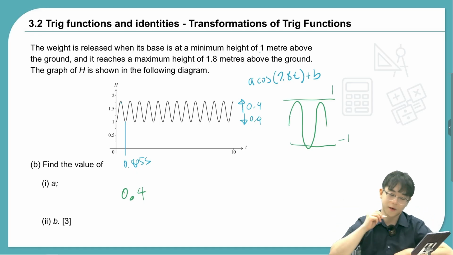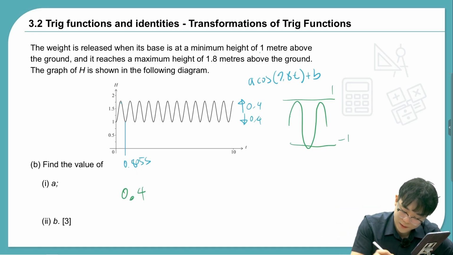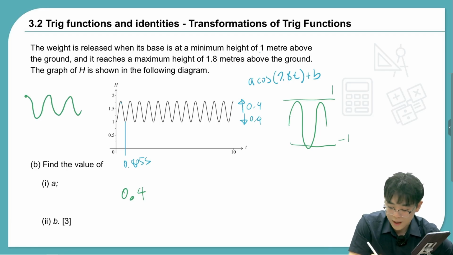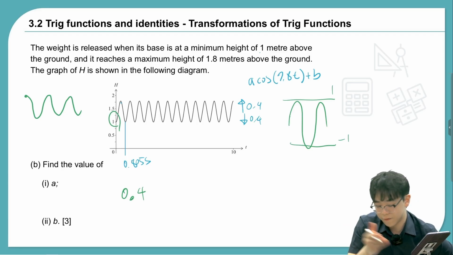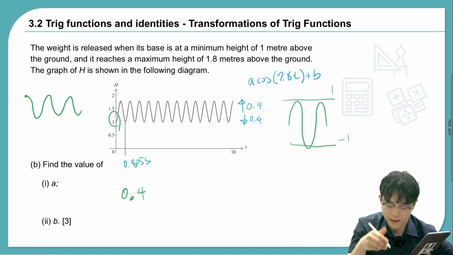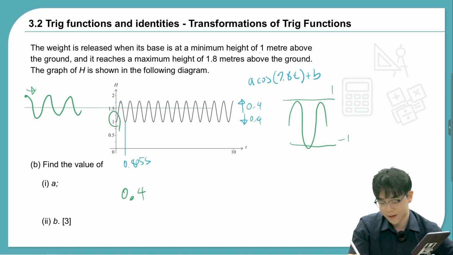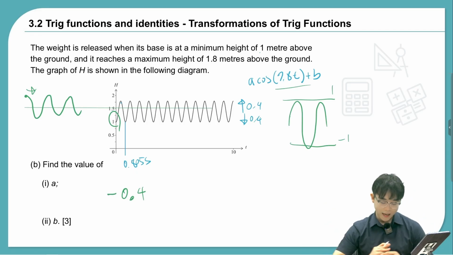But we also know that a typical cosine function starts from the maximum, and here we have it starting from the minimum. So we could either shift this by half a period, like 0.4 seconds. But if that's not an option, we would simply multiply by a negative. So in this case, A would be negative 0.4.